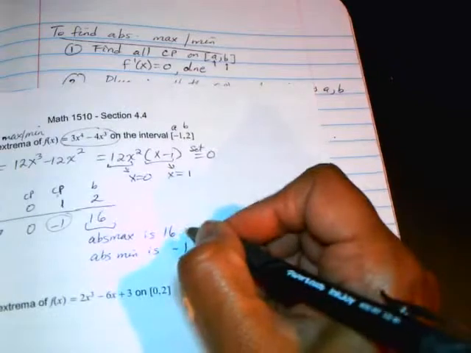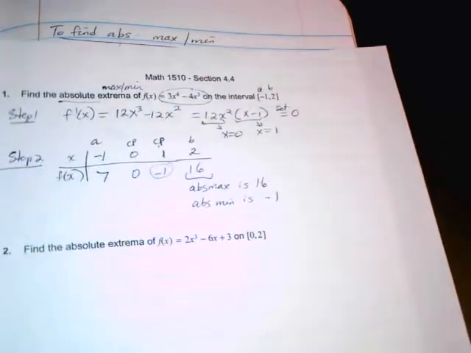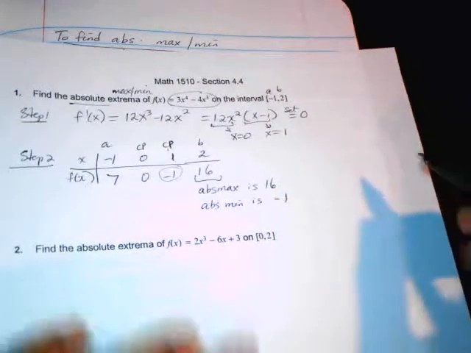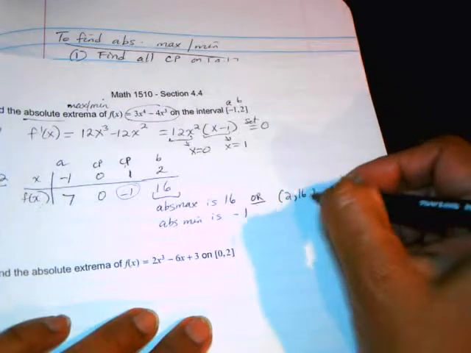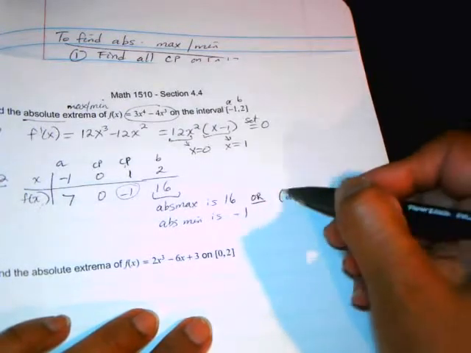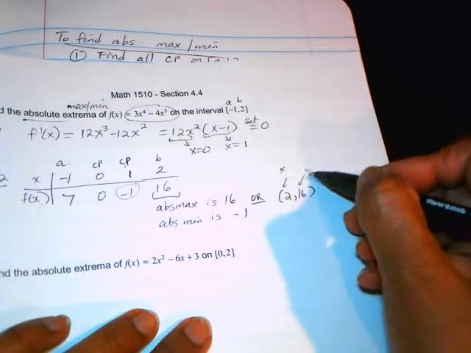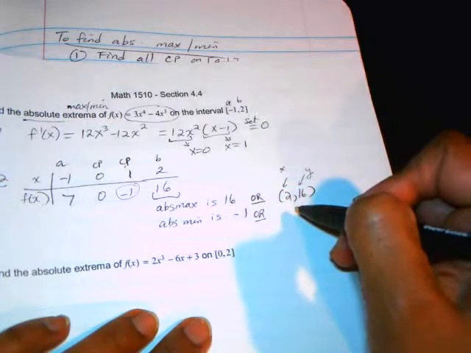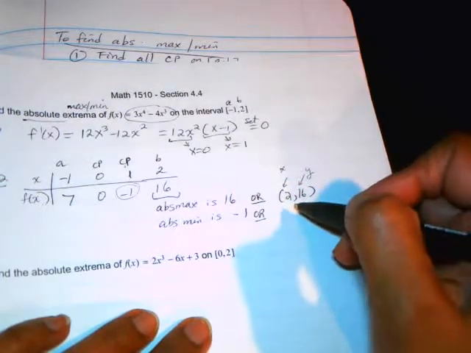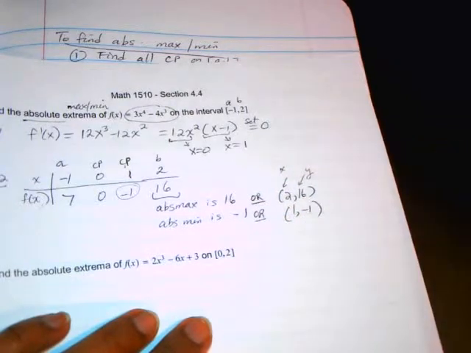Notice how I've only got the y values here. You have to read the question, and based on the question you might either leave just the y value, or you may have to write it as 2 comma 16, which tells you the location where it happens, the x, and that's the maximum value itself. So reading the homework question might be a bit of a challenge. Make sure you read it carefully. And there it's 1 comma negative 1. Alright, let's try the next problem.